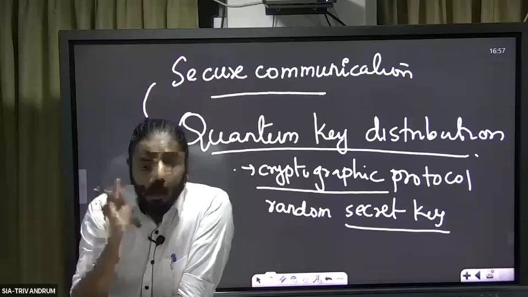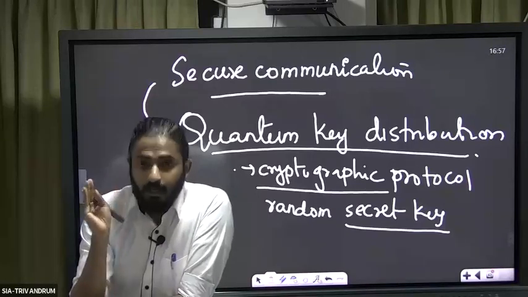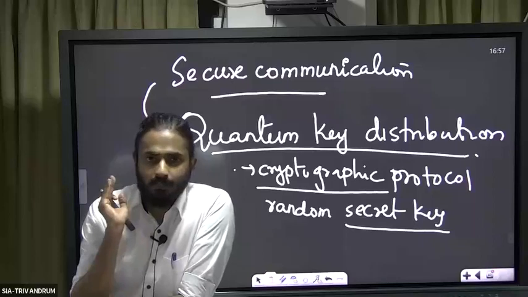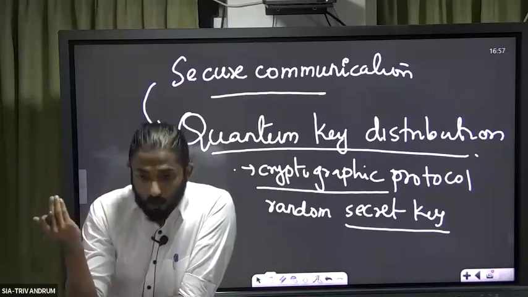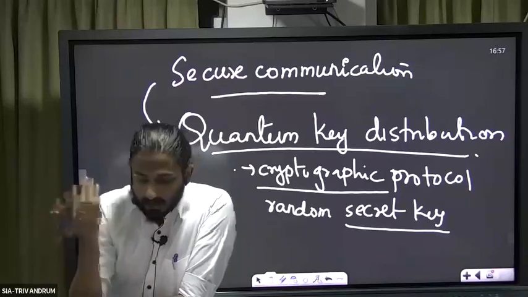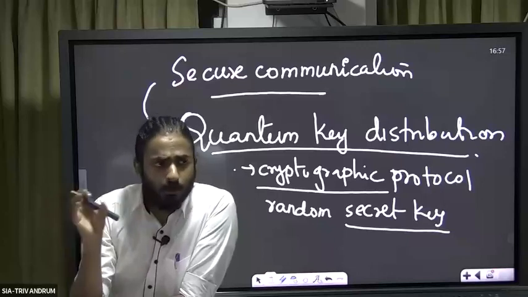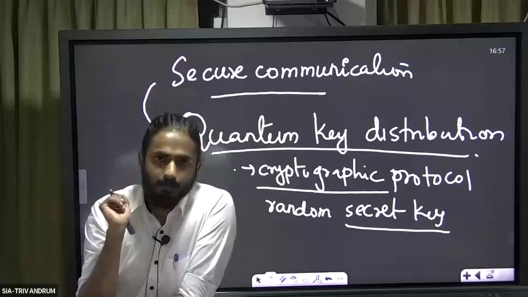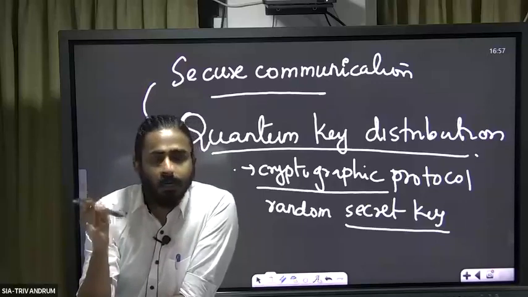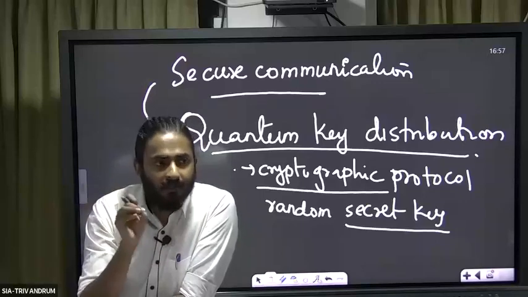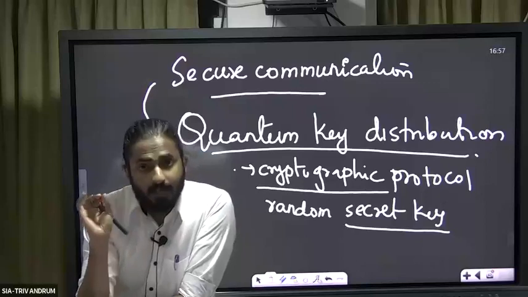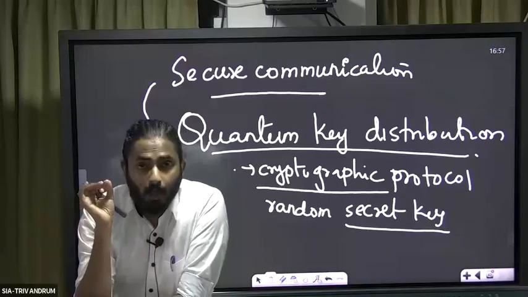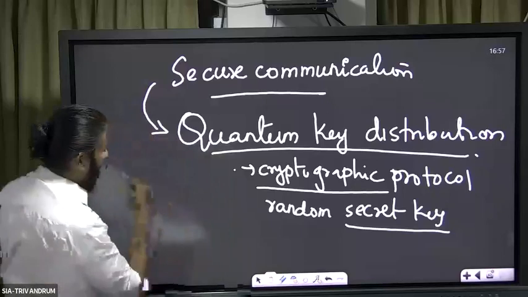Now, what will happen if a third party tries to intervene in the system? So this is a property of quantum mechanics, that if you try to disturb or measure a quantum system, it will disturb the system. If a third party tries to intervene or interfere in the system, it will disturb the system, and because of the disturbance, there will be a transmission error.